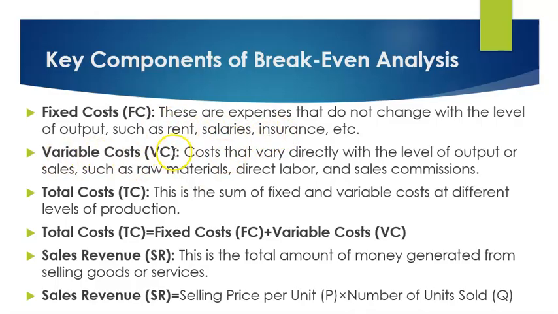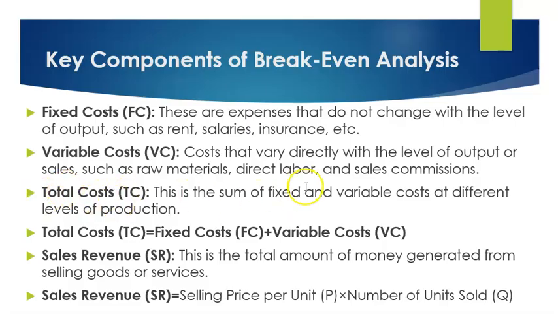Variable cost, VC. So costs that vary directly with the level of output or sales, such as raw material, direct labor, and sales commissions. So these are costs that change with the change in the output. If you produce more, you need a lot of raw materials, and you need a lot of direct labor. Okay, and sales commission also increases. If you're going to produce less, you won't need a lot of raw materials. So the cost of these will change with the change in the activity levels.